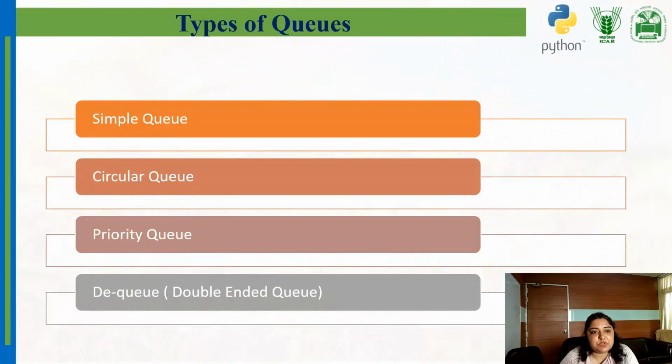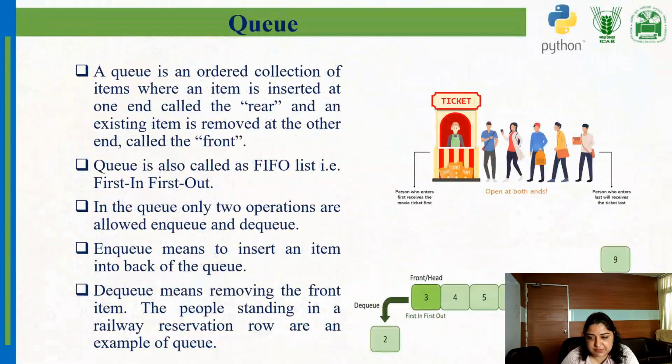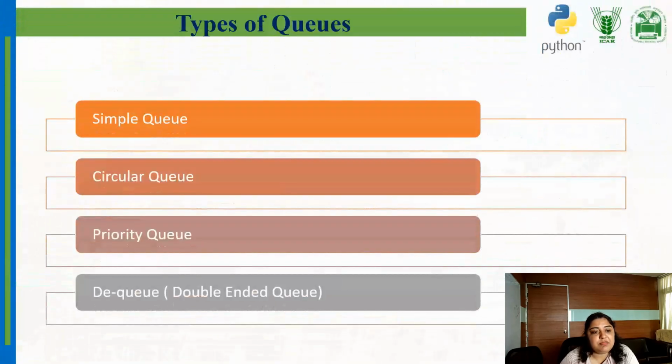These are the different types of queues. Simple queue. In the previous example, this is your simple queue. Then we have a circular queue, meaning after the last location we have the first location. Then priority queue. In a priority queue there are two values with every element. First is the value, second is the priority. According to the priority, the problem will be solved.